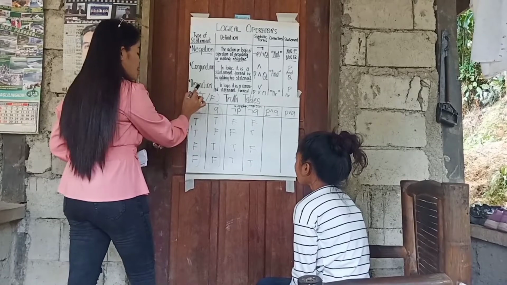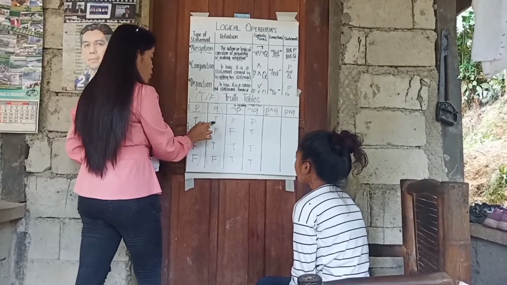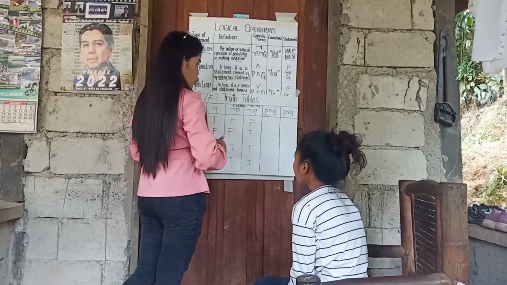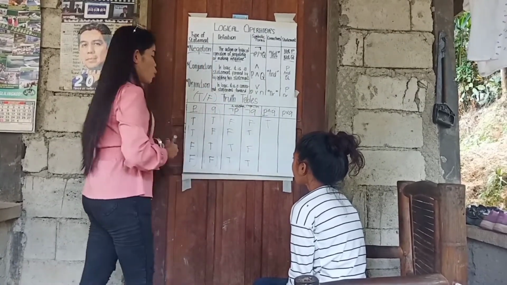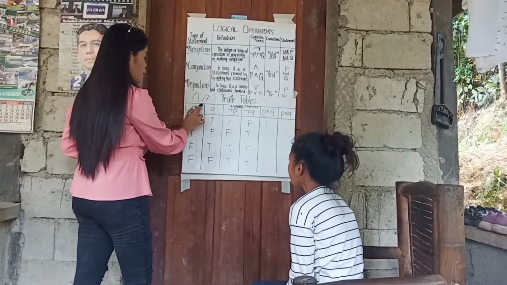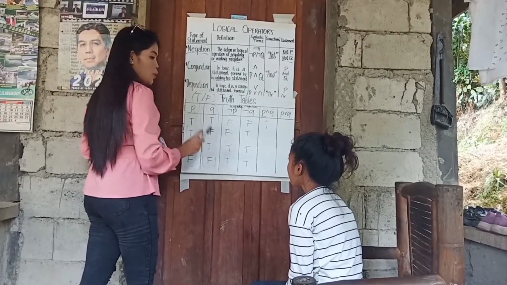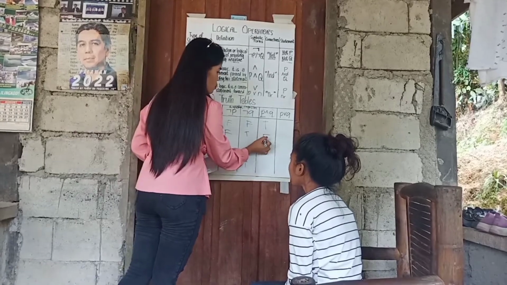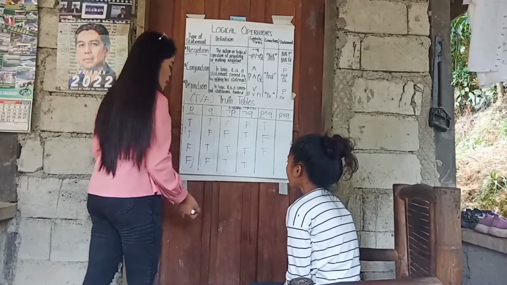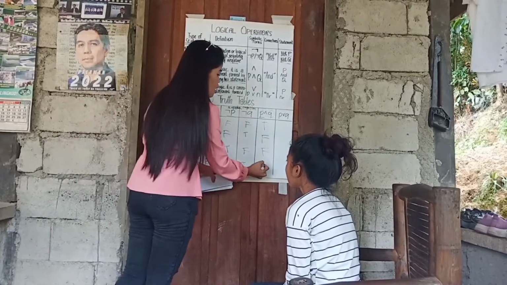So, just like this, the proposition of P and the proposition of Q is true and true. True and true, it will become the conjunction of true. Kasi nga dalawang true, it will become true. So, sa proposition of P and Q, true and false, it will become false. False and true, it will become, again, false. And the last one, false and false, it will become false.